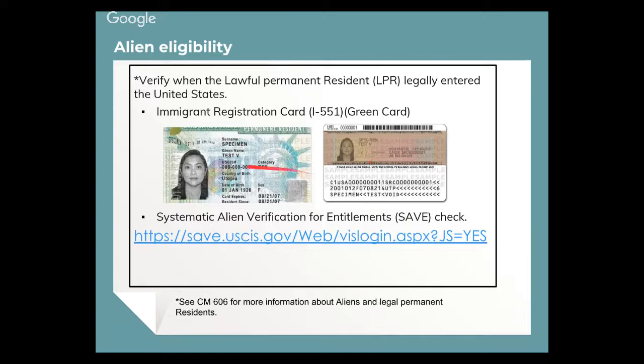Once you have that, then you can enter that information into the SAVE system, the Systematic Alien Verification for Entitlements system. And that will let you know when they entered the United States, and then we can look at other eligibility factors in regards to non-citizens, such as have they been here long enough to receive POWER or SNAP, and the differences in those requirements. Have they received 40 quarters of work history here, and all of those things.